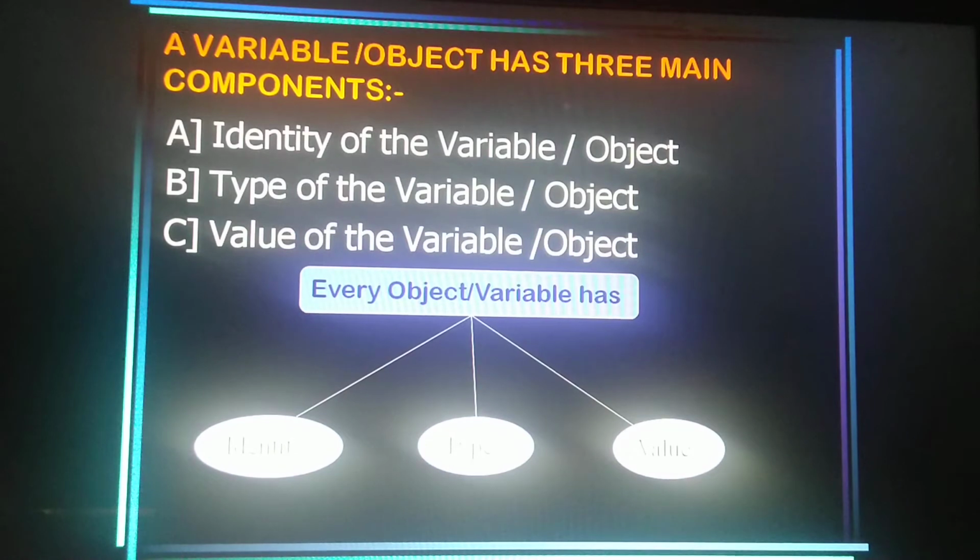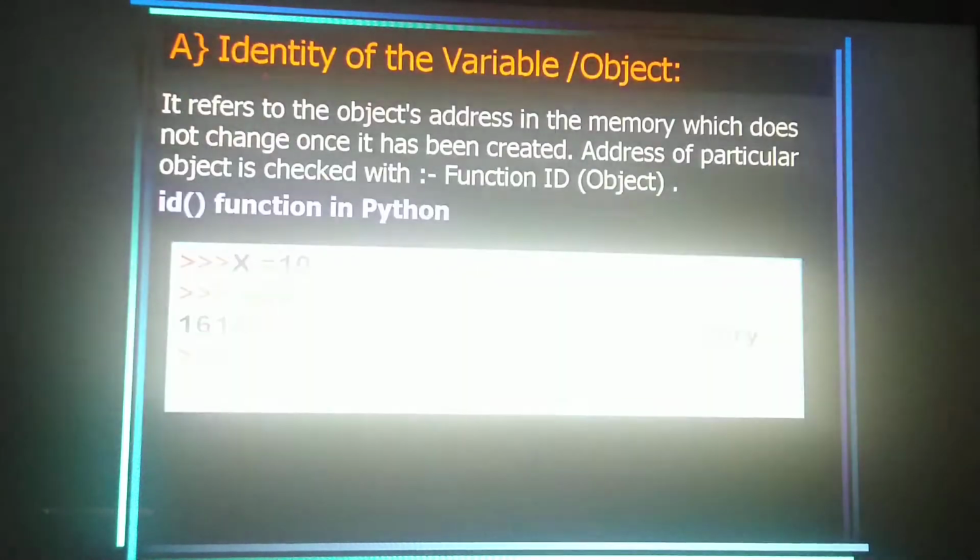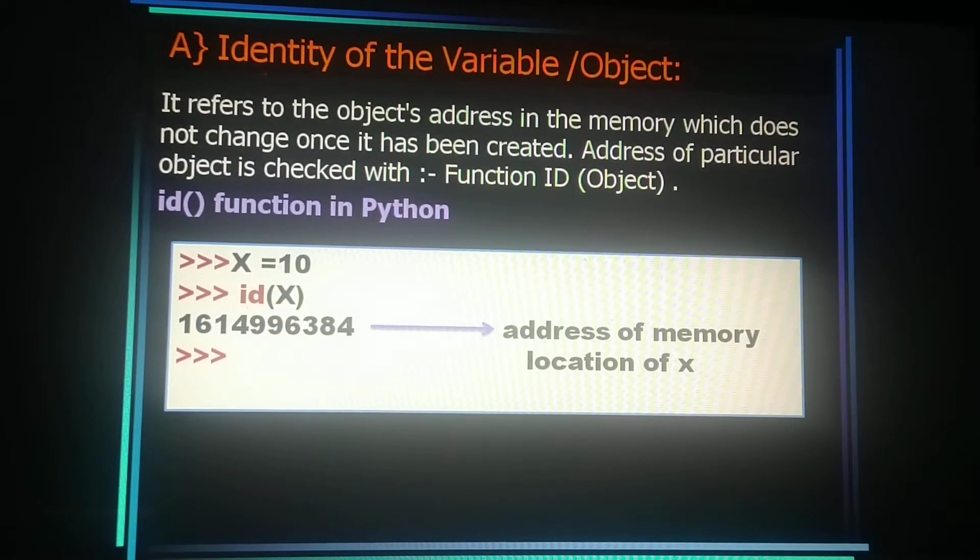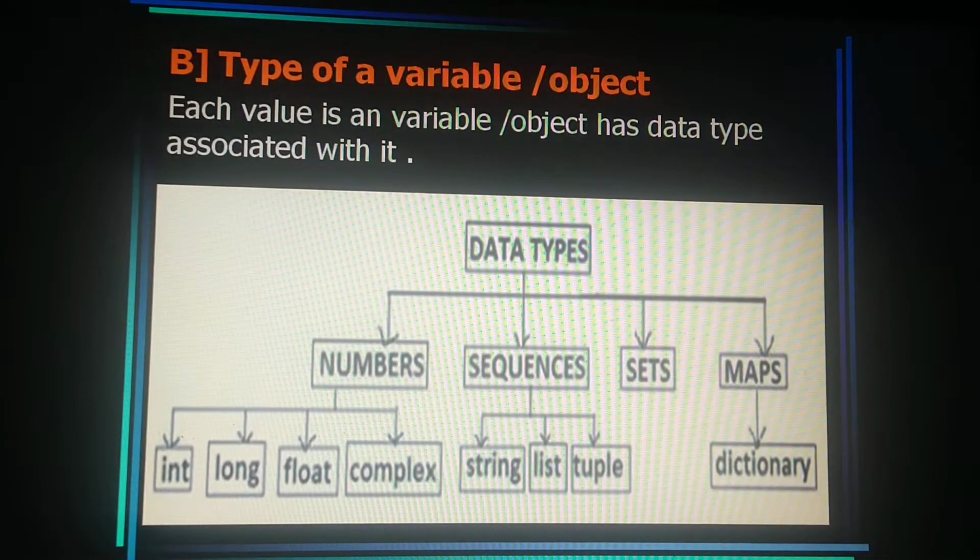A variable object has three components: first identity, second type of variable, third value of variable. Identity means address of the variable. Suppose x = 10 and we are using the id function and passing the value as x, so it will return the memory location or address of memory location of x. Type of variable means which type of variable we are using in our programs.